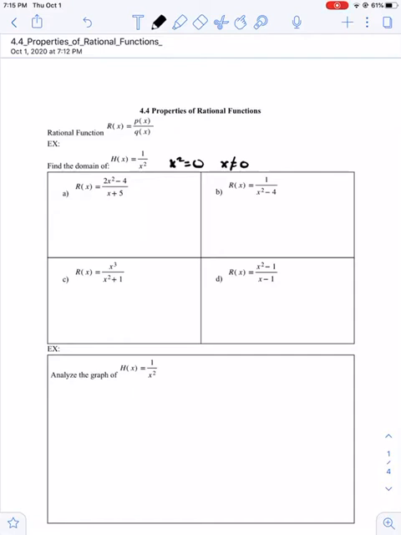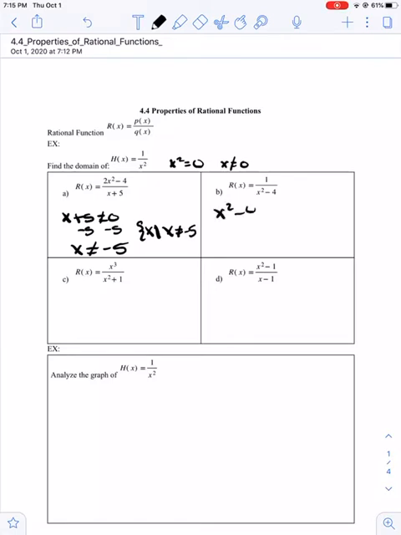So let's go do a couple examples. So I'm just going to take the denominator, x plus 5, set it equal to 0, and say it can't equal it. Subtract 5 from both sides, and I get x cannot equal negative 5. You can leave it as x equals negative 5, but you can also write it in the notation x cannot equal negative 5.